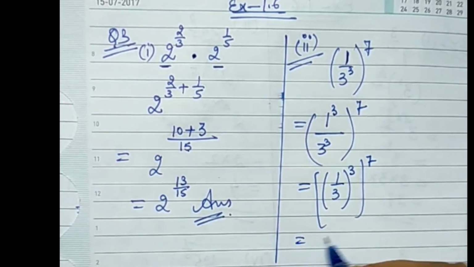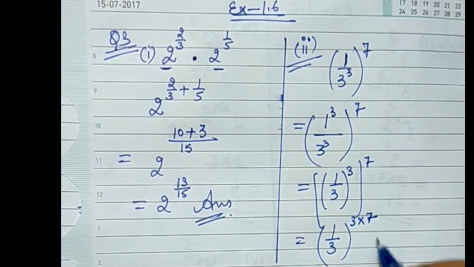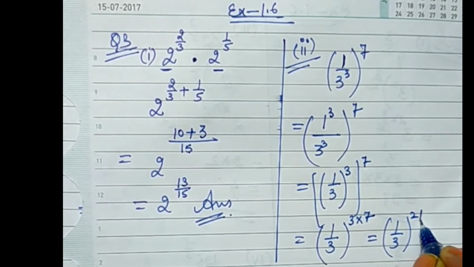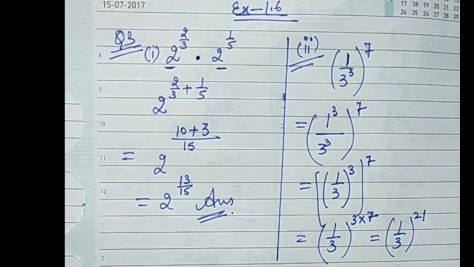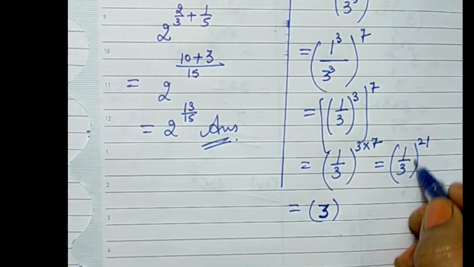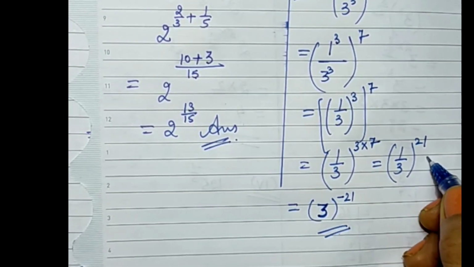So what we are getting, 1 by 3 raised to power 3 into 7, that will give us 1 by 3 raised to power 21. Now we can write it as such, or we can convert it into the proper base, that is 3, and because we have taken the reciprocal, so I am taking it to be negative. You can leave up to here also.